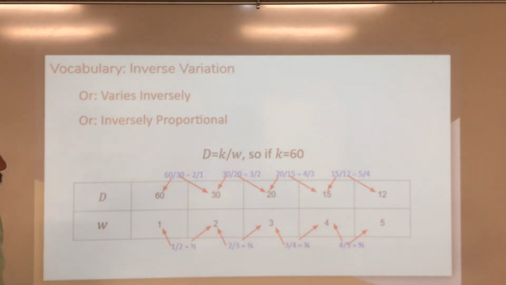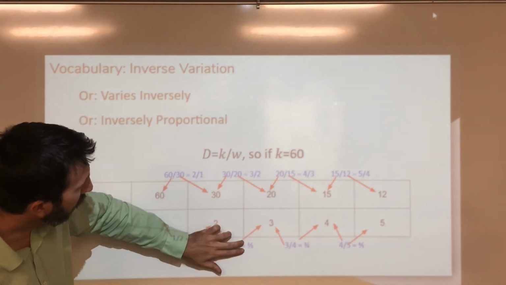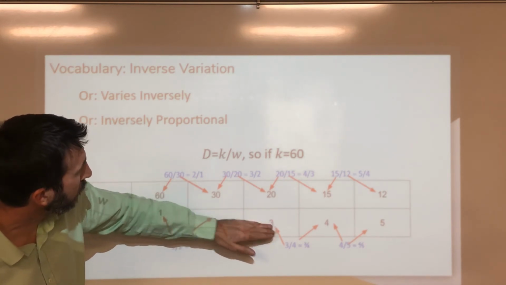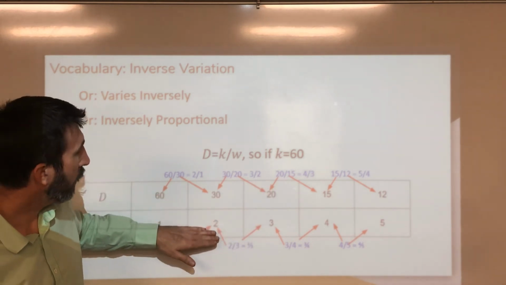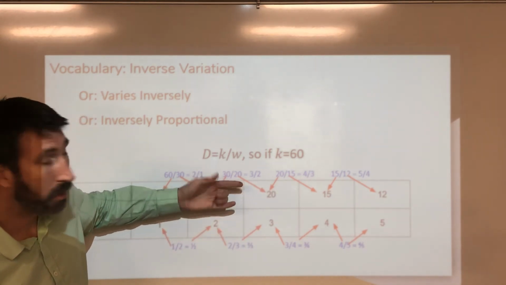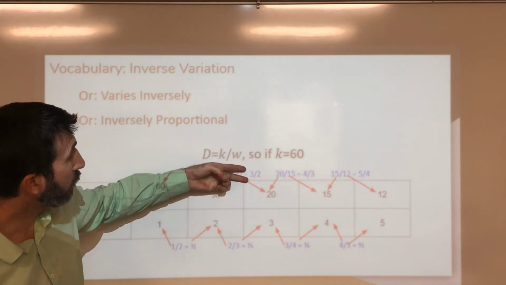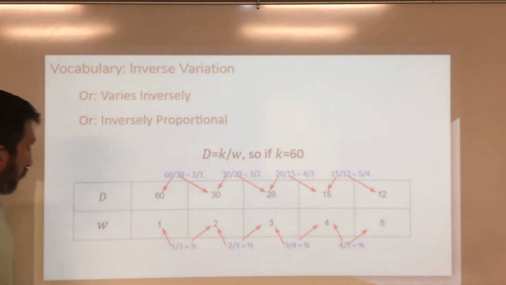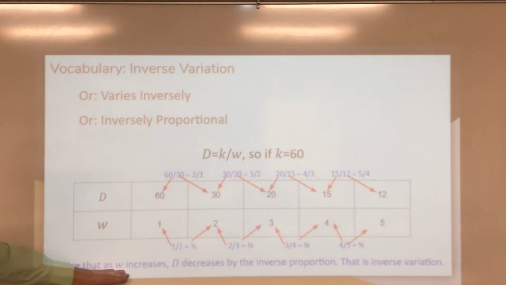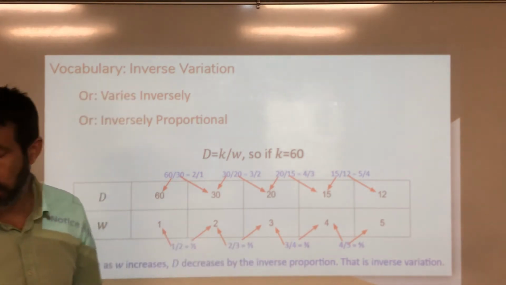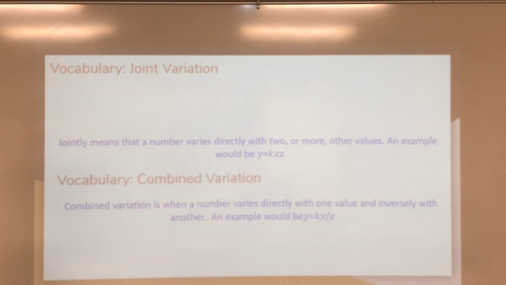So you can see that the ratio now is flipped. As this one increases, this one decreases, and they change at inverse ratios. So 2/3 becomes 3/2. 3/4 becomes 4/3. So as W increases, D decreases by the inverse proportion. So that's what we mean by inverse variation.